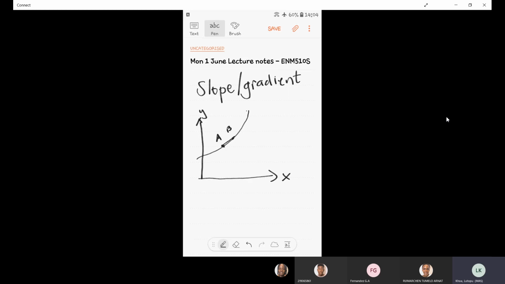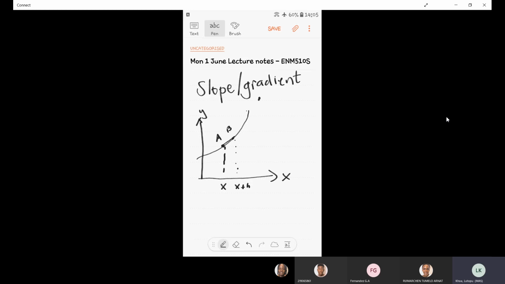So I pick another point, I form a line, and then I work out the gradient in the normal way, delta y over delta x. Now the x coordinate of A is x. The x coordinate of B is x plus h. The reason I make it x plus h is that I don't want to pick a B that is very far away, because my aim is to estimate the gradient at A. So I'm picking points very close to A, and h represents a small value.